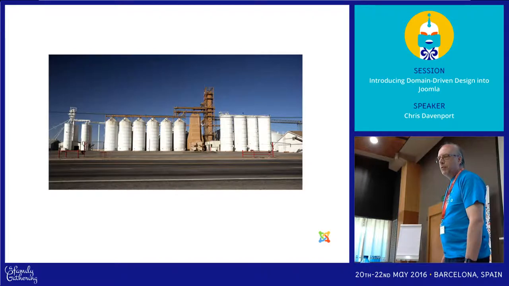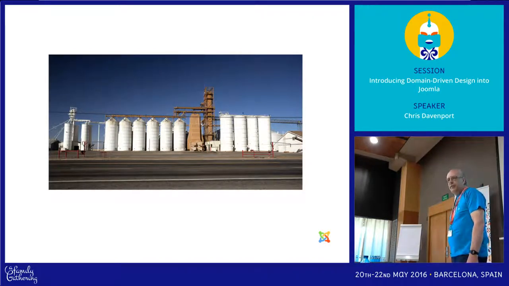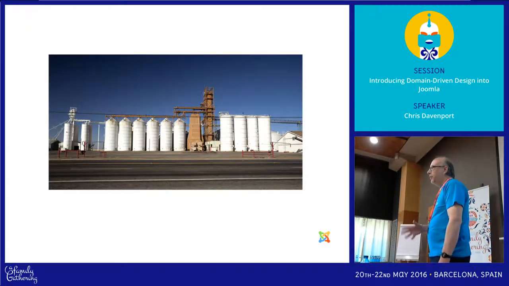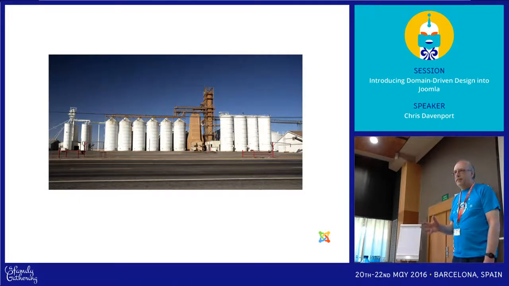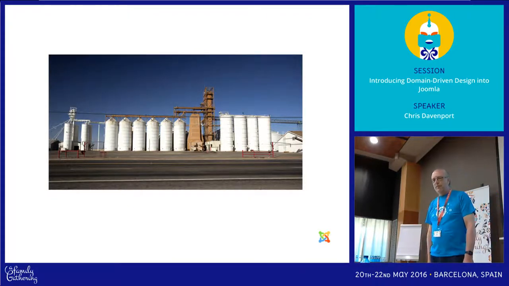And we can also split the code vertically along functional boundaries. Which is effectively what components are doing in Joomla. So we have banners and news feeds, things like that. They're effectively functional boundaries that we're encapsulating the code along those boundaries.